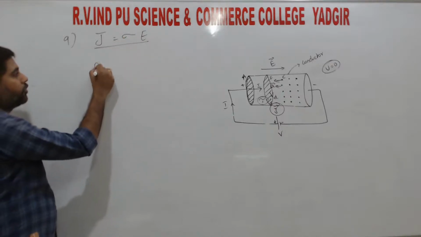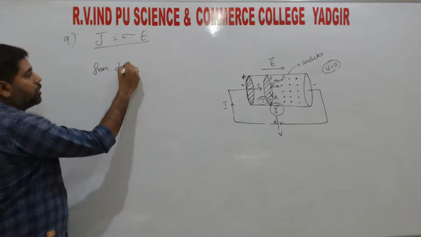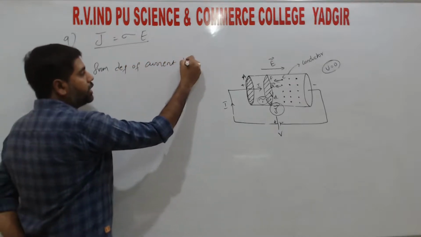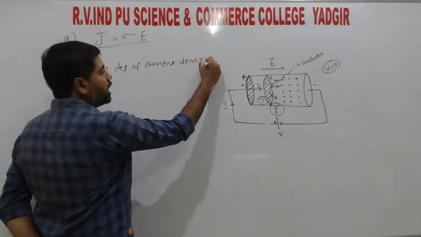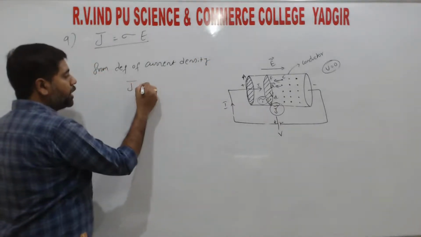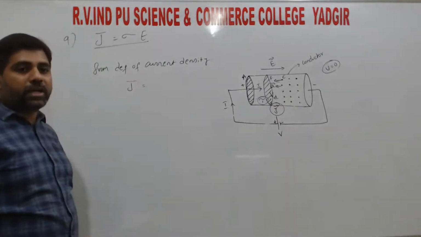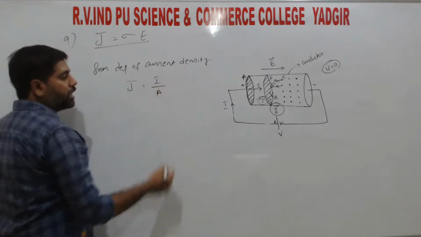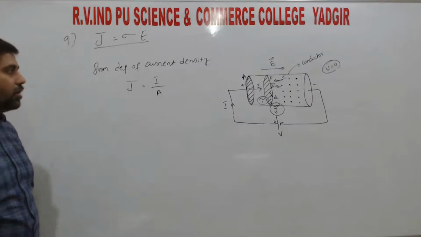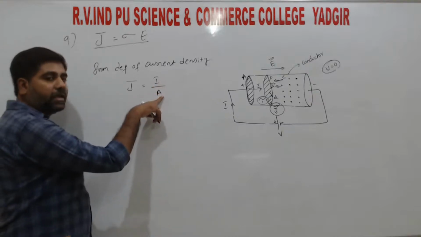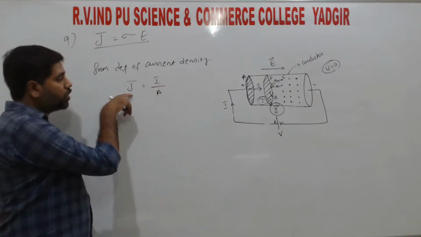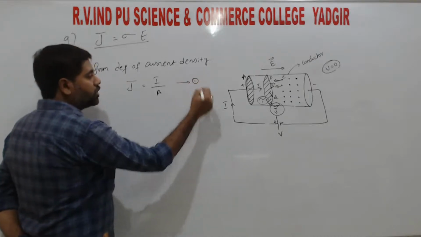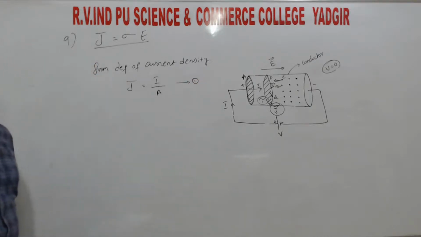So from the definition of current density, capital J is equal to the ratio of the current moving in a unit area of cross section A, right? So I is the current and A is the area of cross section, so that we call the current density, right? So we can take this as equation 1.